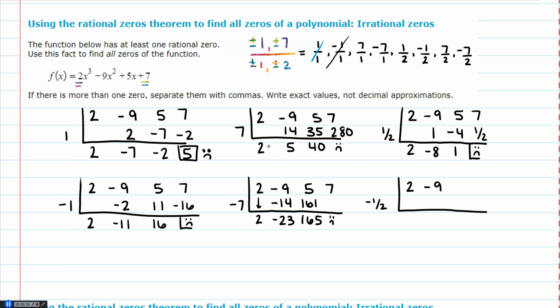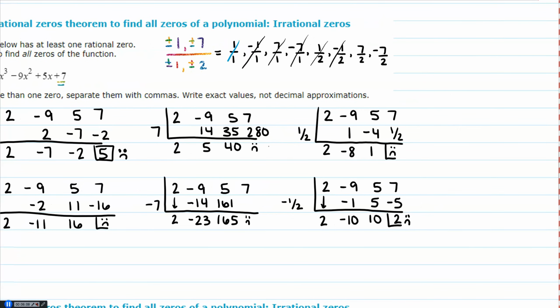2, -9, 5, 7. So I'll bring the 2 down. So -1/2 times 2 is -1. -9 plus -1 is -10. -10 times -1/2 is +5. Add down, 5 plus 5 is +10. -1/2 times 10, that's -5. And when I add those, oh, so close, still not 0. So we've knocked out almost all of these. Of course, it's the last ones, right?